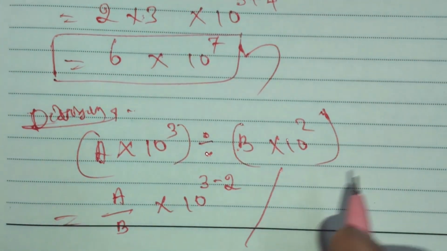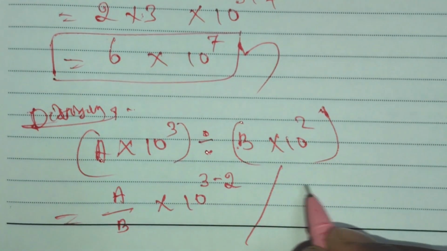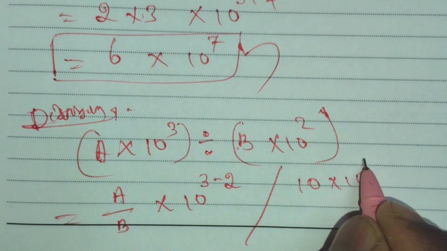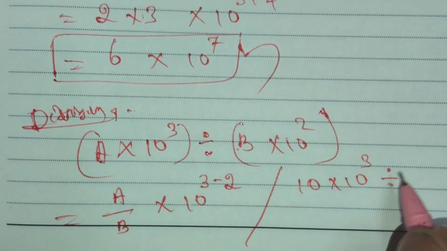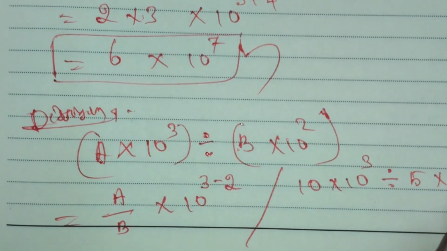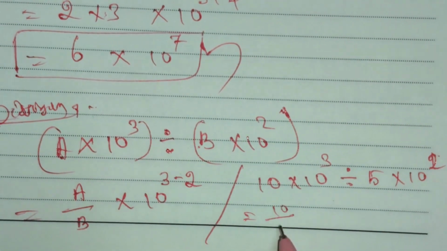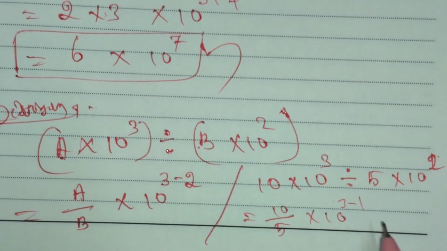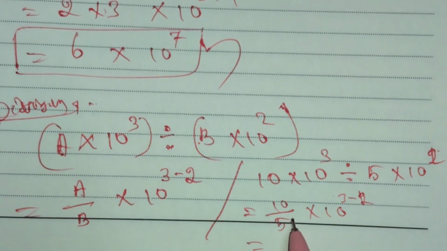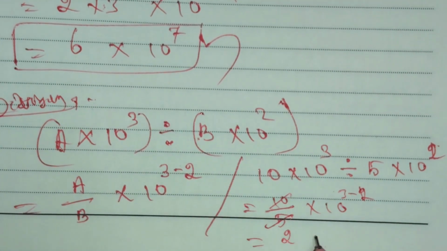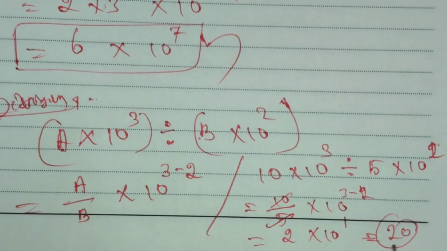For example, I can give the values. 10 into 10 to the power of 3 divided by 5 into 10 to the power of 1. So the answer is 10 to the power of 2. Actually, it is 10 divided by 5 into 10 to the power of 3 minus 2. We get 10 by 5, which is 2. So there is 2 into 10 to the power of 1. That is nothing but 20.